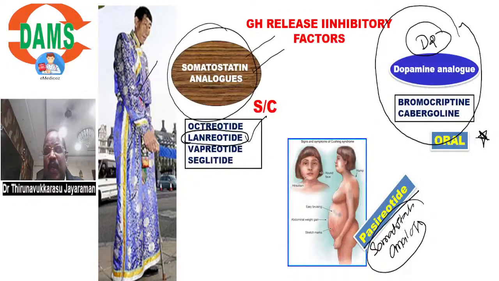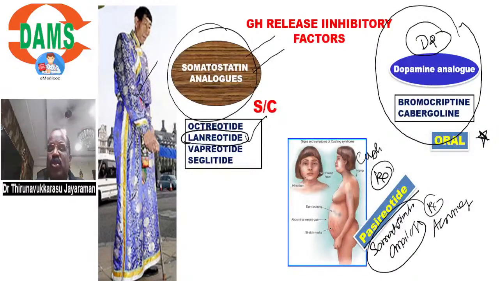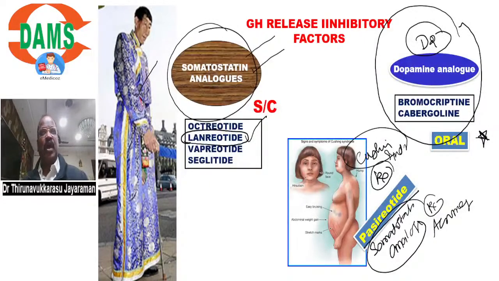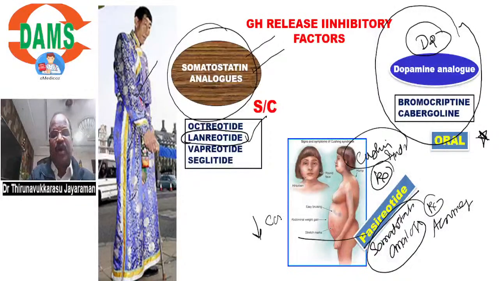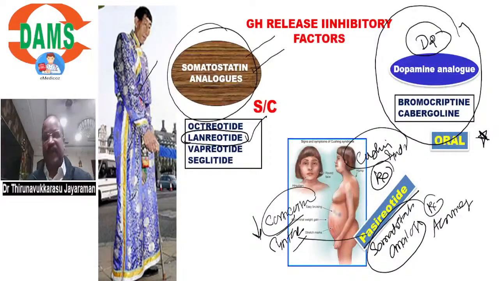This is the one useful for treatment of acromegaly as well as useful for treatment of Cushing's syndrome. This is important. Name the somatostatin analog useful for treatment of acromegaly and also for Cushing's syndrome. The answer is pasireotide, because it is able to reduce corticosteroid synthesis also, thereby useful for Cushing's syndrome also.